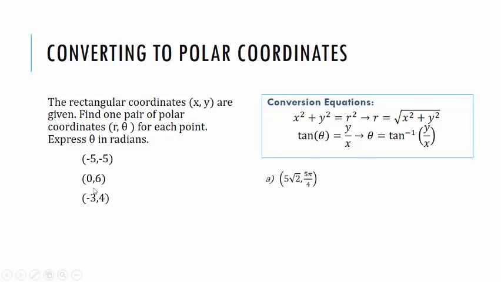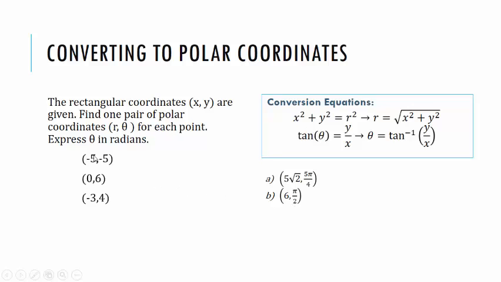For 0, 6, plug in 0 and 6, I'll have that r is equal to 6. Arctangent of 6 over 0 does not exist. That tells me I'm either at pi over 2 or 3 pi over 2. Graphing this lets me know I'm at pi over 2.